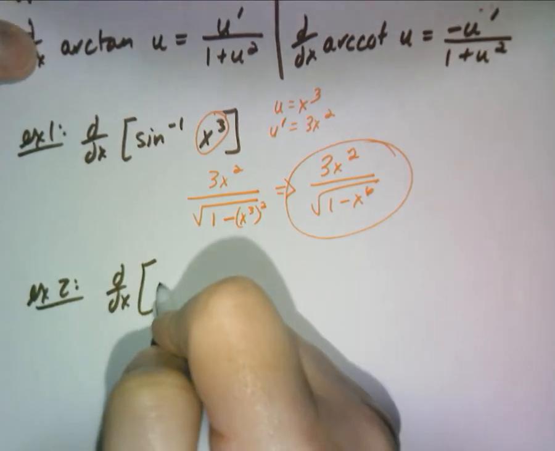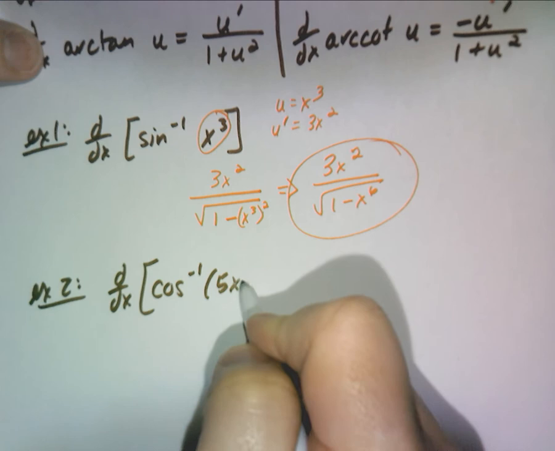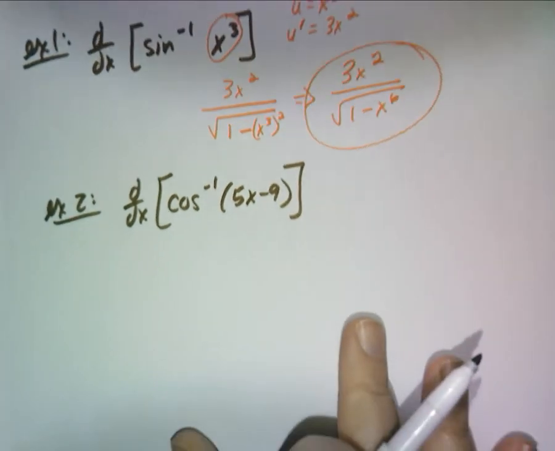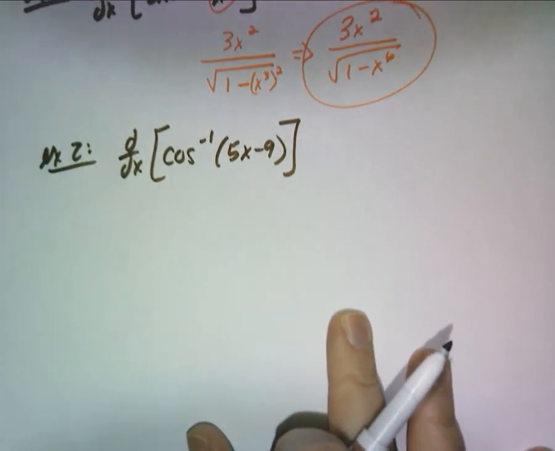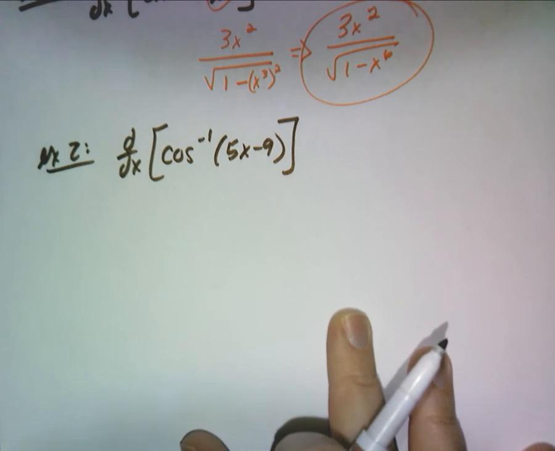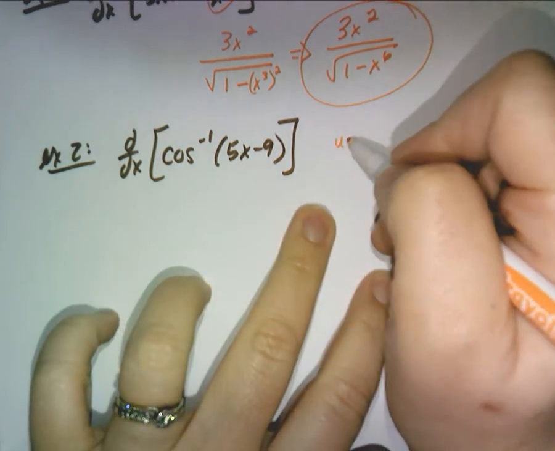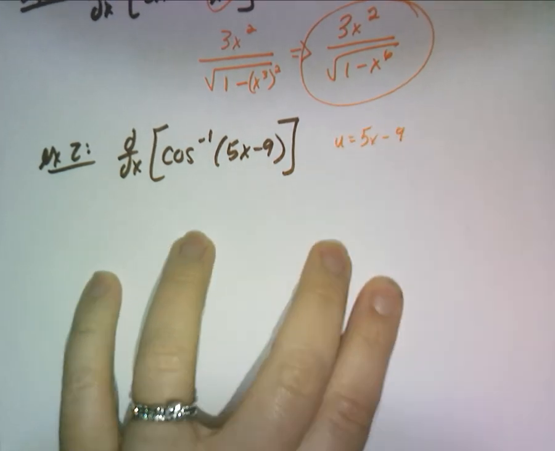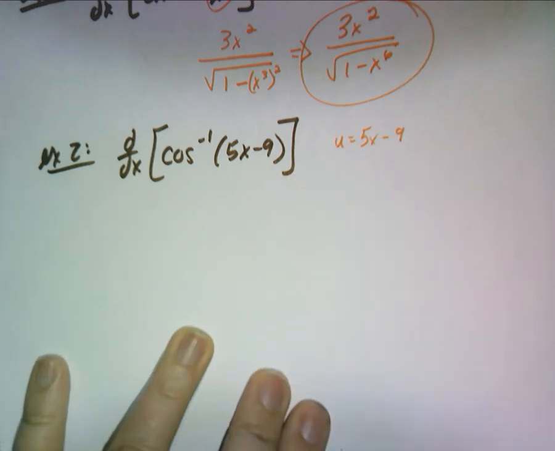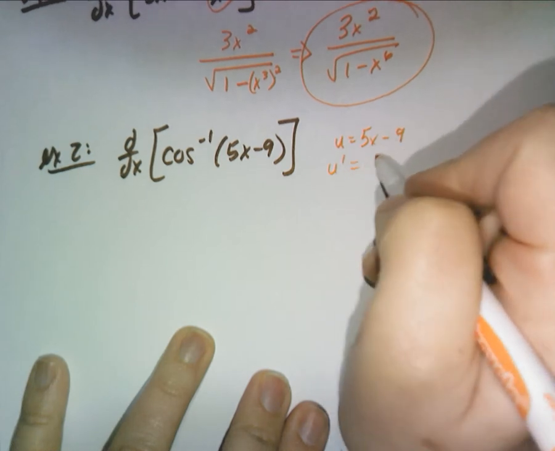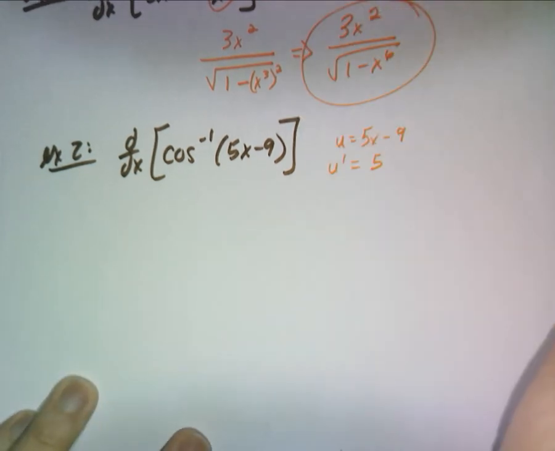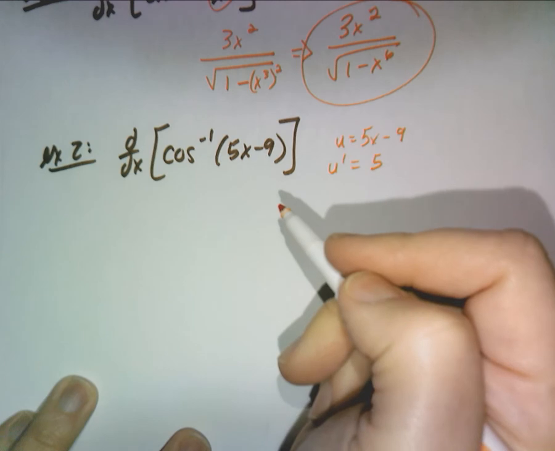d dx of inverse cosine of 5x minus 9. d dx is take a derivative. See if you can do it. Okay, this is your u. Usually whatever is after cosine, sine, whatever, inverse. Take the derivative, it is 5. Follow the formula. Derivative of arc cosine is negative u prime.